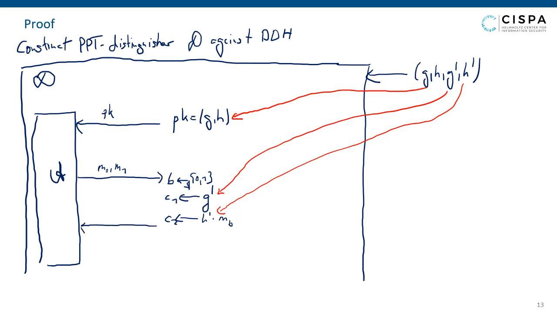And now it gives the challenge ciphertext C ast, which is C1, C2, to the adversary, whereupon the adversary outputs a bit B prime, and our distinguisher D now outputs 1 if B prime equals B, otherwise 0.